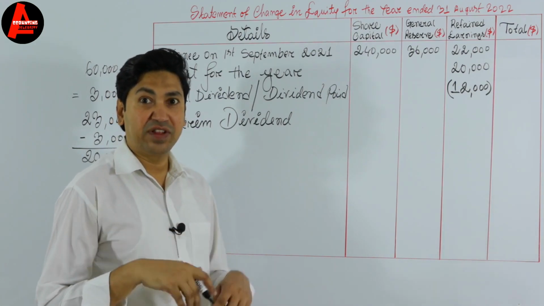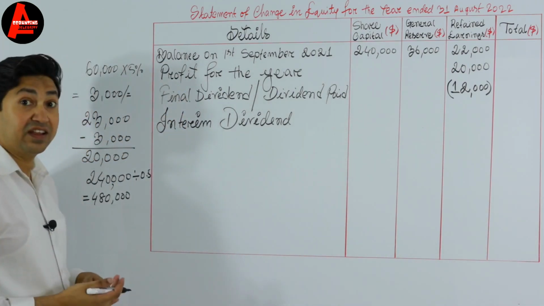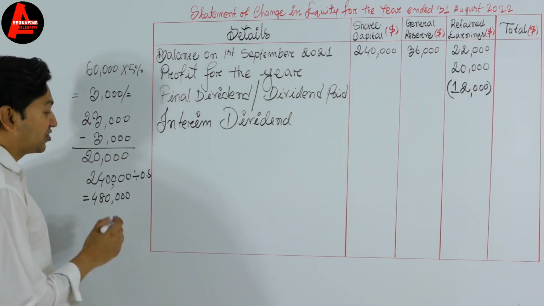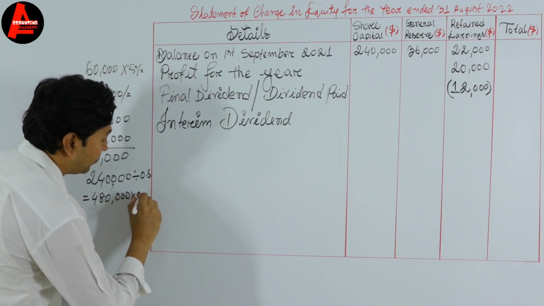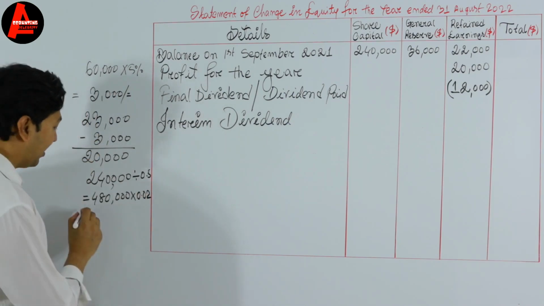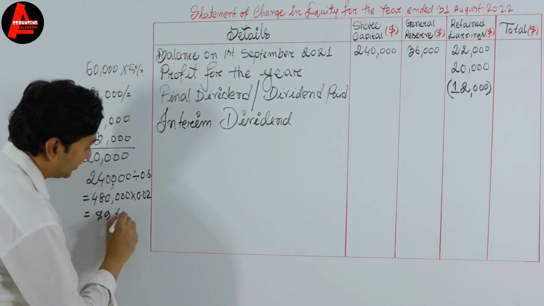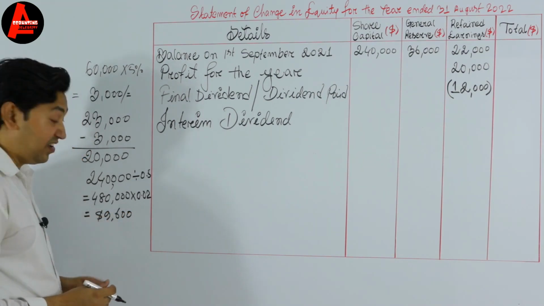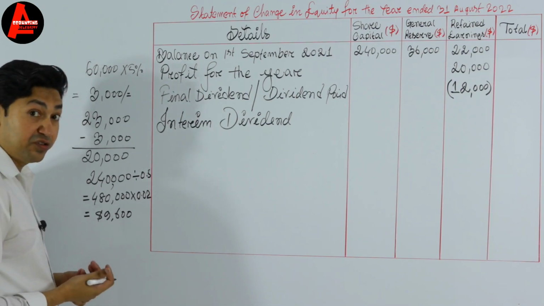Then what will be the total interim dividend for 480,000 shares? So we will multiply by 0.02. Okay, so now here if we calculate, we get $9,600. Okay, this calculation is kind of complicated, but you need to understand.